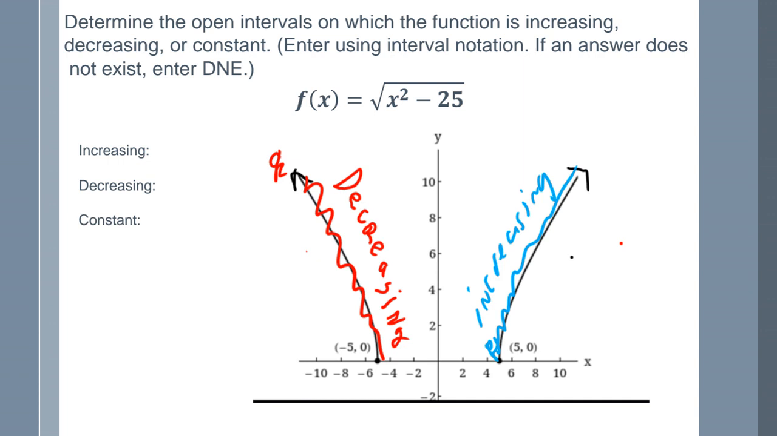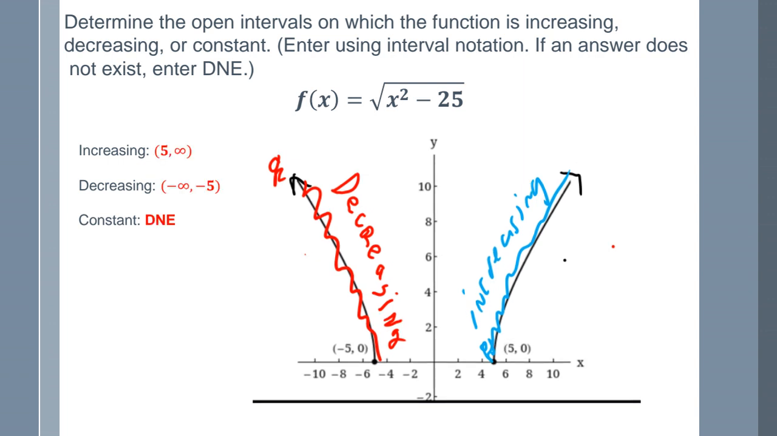Okay. So let's look at the interval a little bit closer. So from 5, here's 5, to infinity, the graph is going to increase. And then it's decreasing from negative infinity, all these values here, all the way until it gets to negative 5.